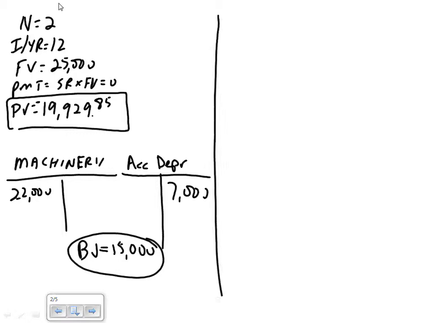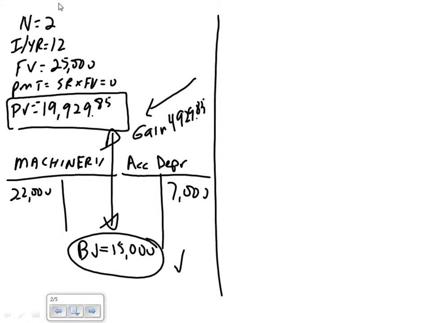Now, the big question for us is, if the book value is $15,000 and what I'm receiving is worth $19,929, what else do we have to recognize in that transaction? In this case, it would be a gain, because we're pretty happy. The fair value must be worth $19,929. It's on the books at $15,000, so we have a gain. The difference between those two is going to be a gain equal to $4,929.85.